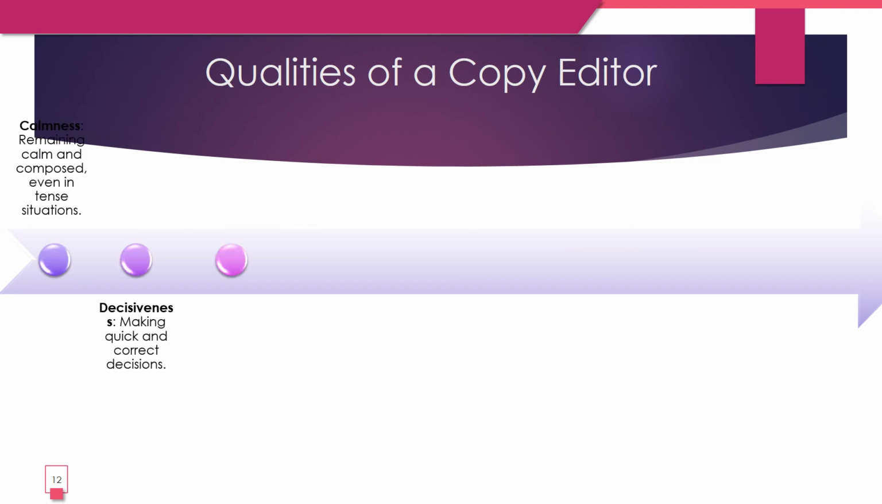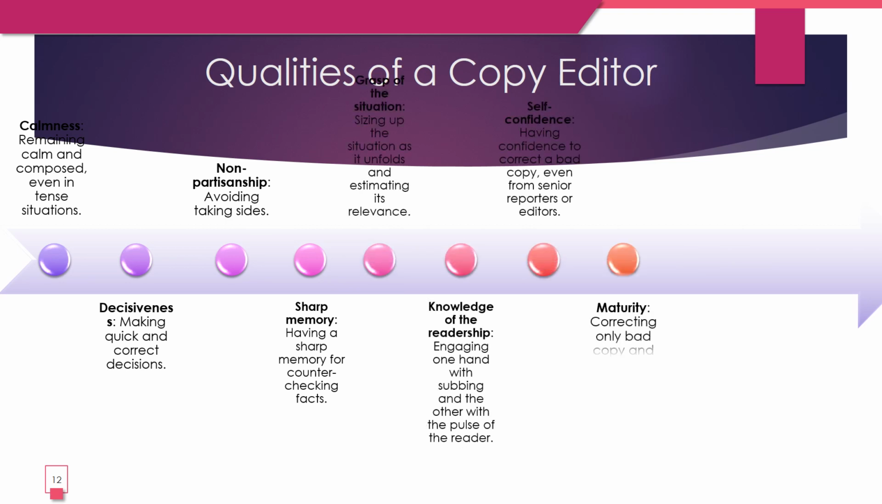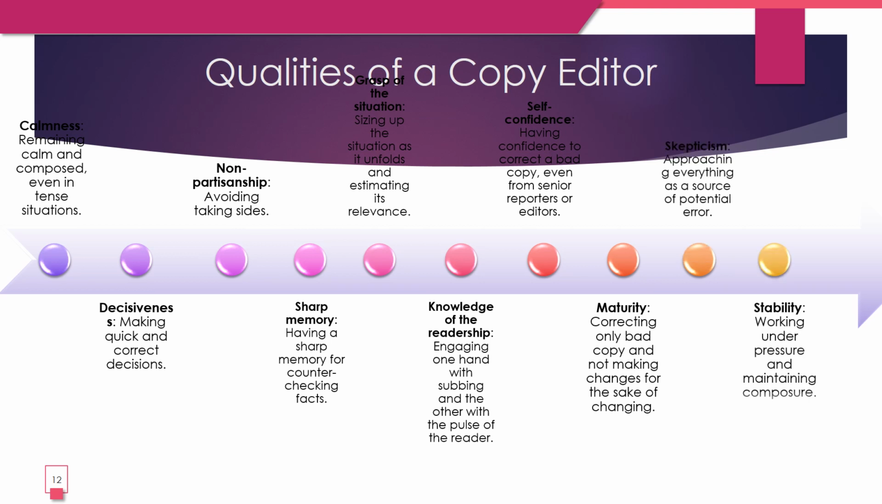So, what are the qualities of a copy editor? First, calmness. He should always remain calm, composed in every type of situation. He should be decisive, which means he should know how to make quick and correct decisions. He should not be part of any partisanship. Non-partisanship, avoiding taking sides. Then sharp memory. He should have a sharp memory for counter-checking facts. He should know how to take grasp of the situation.